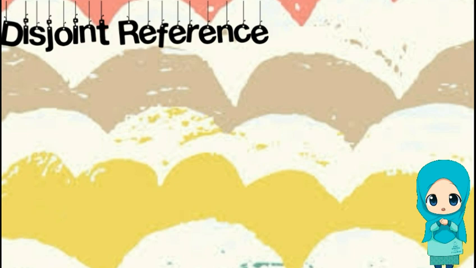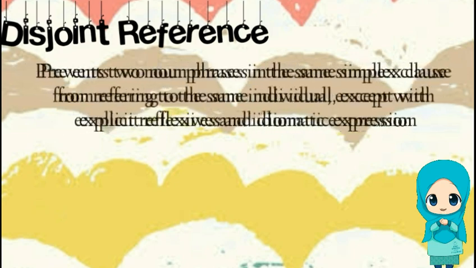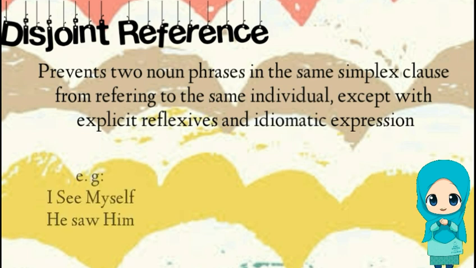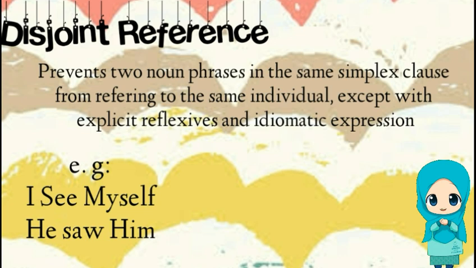Next about disjoint reference. Disjoint reference prevents two noun phrases in the same simplex clause from referring to the same individual, except with explicit reflexive and idiomatic expressions. For example, I see myself. Myself is the reflexive pronoun.